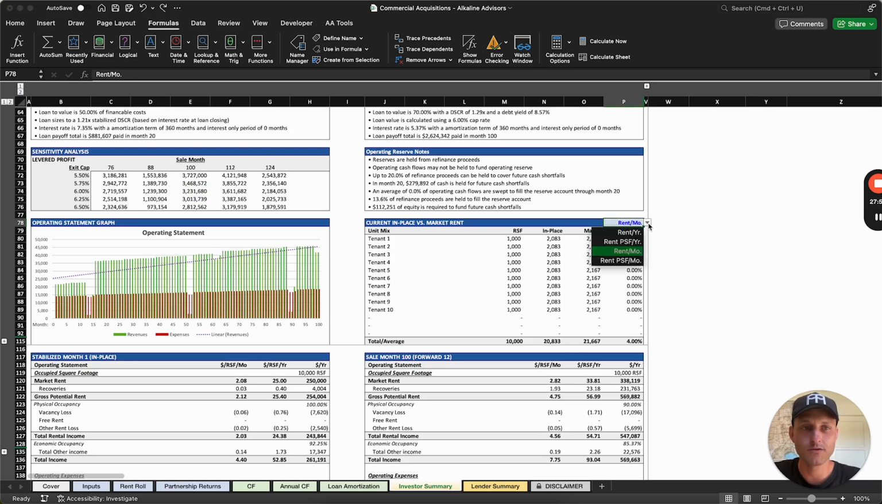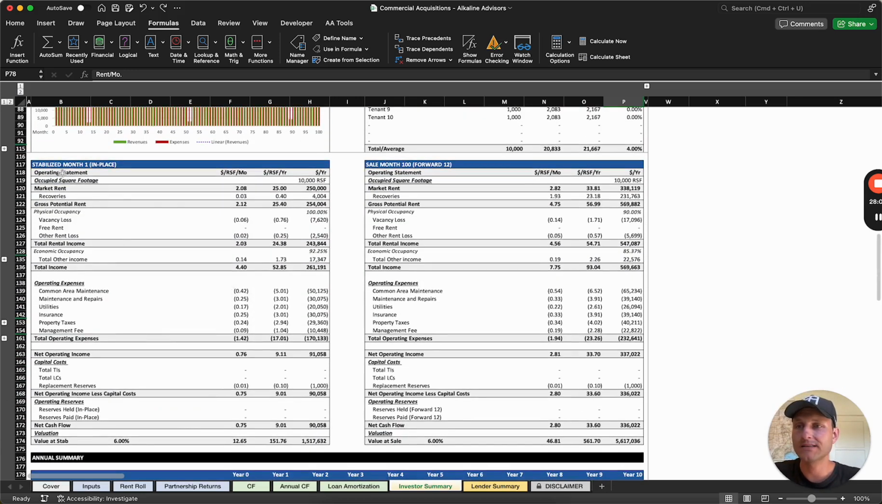You can toggle between rent per month, rent per year, rent per square foot per year, right? And this will all update automatically. Then we have underneath a snapshot at stabilization. So in this scenario, we're saying that's month 1 versus a snapshot at sale. What do the operations look like in these different time periods?